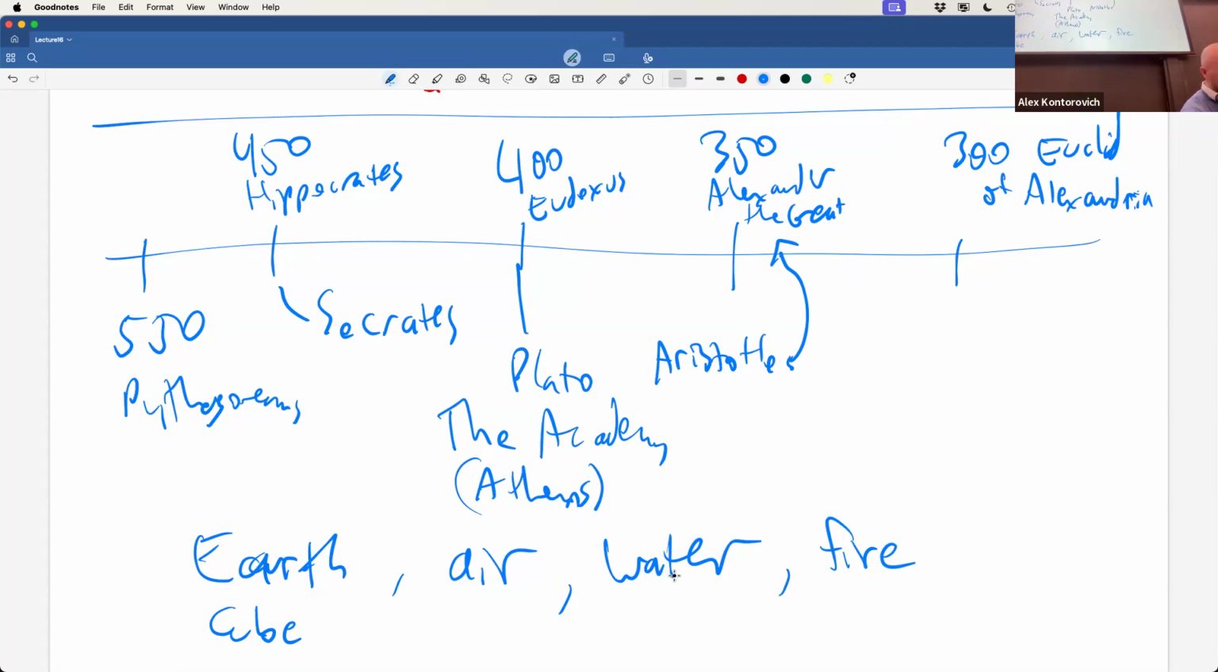I'm sorry, that's not right. The icosahedron has the most number of faces and is the rolliest. So the icosahedron is water. What's the sharpest thing, the thing that'll hurt you if you touch it? The tetrahedron. So he's going to make that fire. Tetrahedron is fire. How about air? It's sort of dual to earth somehow. He makes that the octahedron.